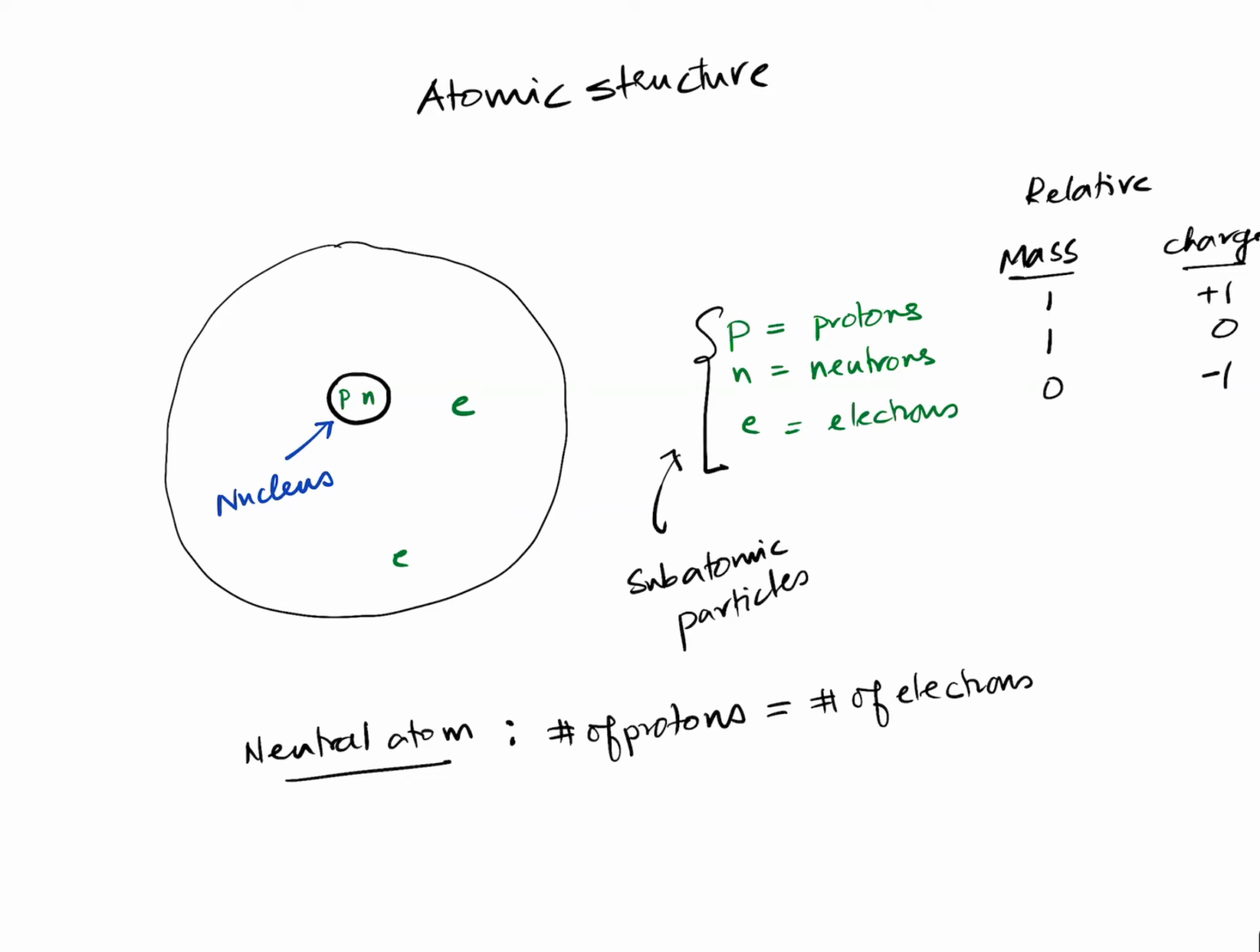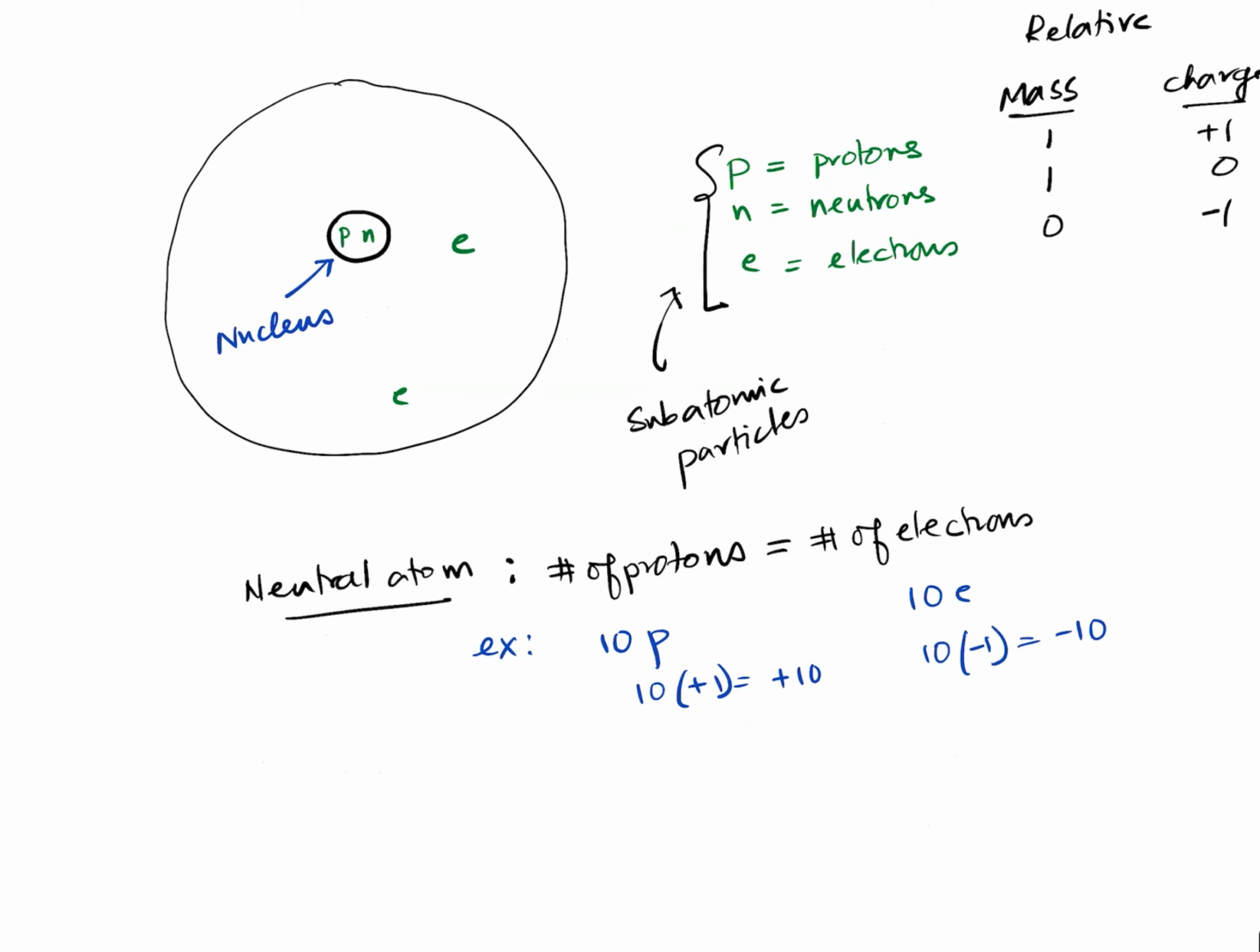So let's take, for example, I'll put it in blue out here, you have 10 protons. That would contribute a charge of 10 times +1, which is +10, right? And then if you have 10 electrons, that would contribute a charge of 10 times -1, which is -10. So when you add them together, +10 and -10, that gives you 0. Okay, so that 0 is what you would expect for a neutral atom, because all the charges cancel out each other. So that's the story of neutral atoms.